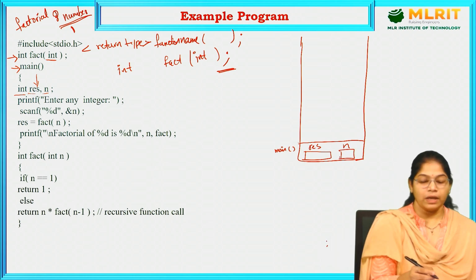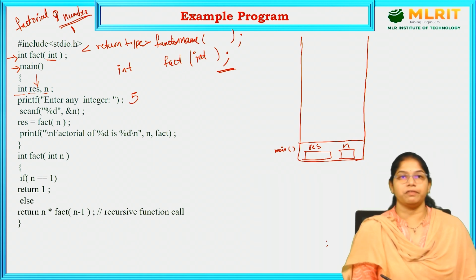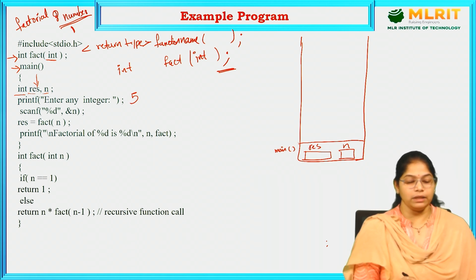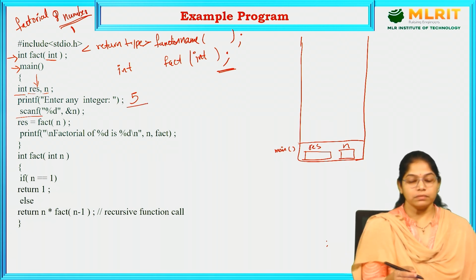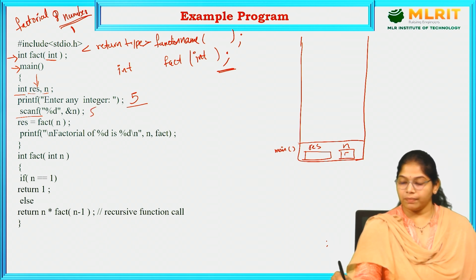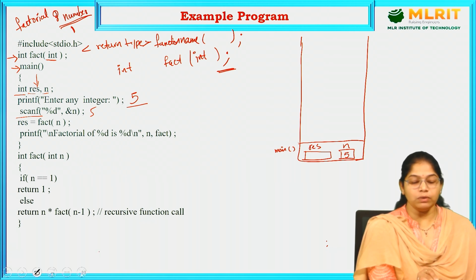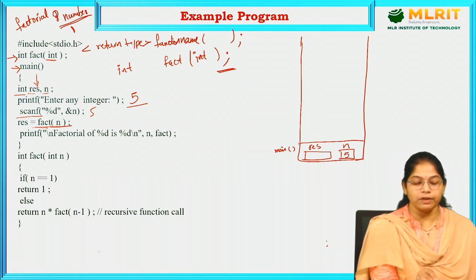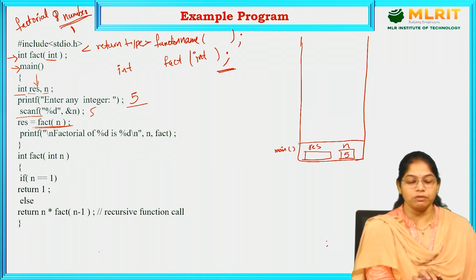Enter any integer. Let us suppose here I gave the integer 5, which is provided by the user. So using the scanf function, it will read this input. So here n value is 5. Now result is equal to a function call. Function call syntax is the function name, then the list of parameters, if any, which we pass.